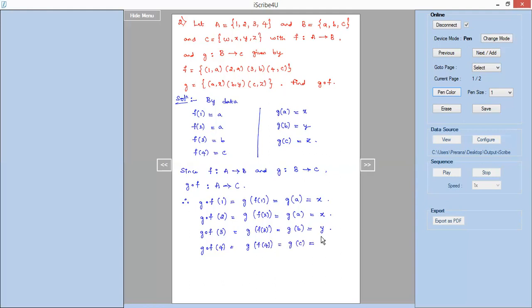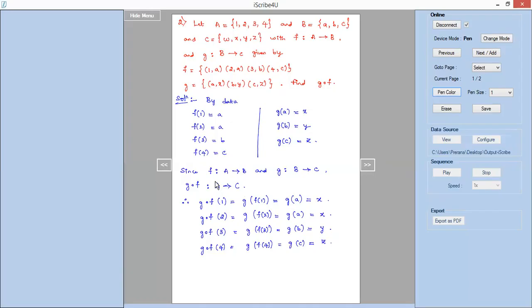G of c is z. And did you observe the output resultant values x, y, z? They all belong to the set C. X, y, z all belong to the set C. So that is why G composition f is a function from A to C.